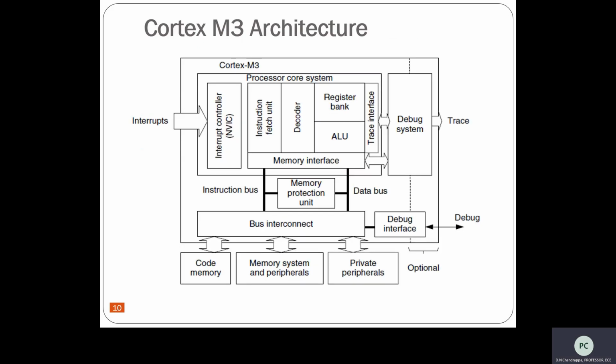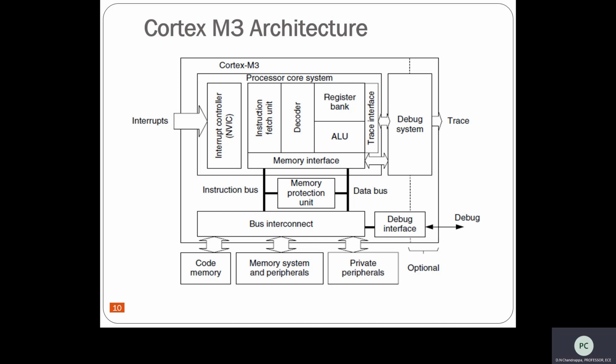The next important slide is the Cortex M3 architecture. So what are these Cortex M3 architectures? Each part of the controller is highlighted in this block diagram, so we are going to discuss them one by one. One is called the interrupt controller, that is the nested vector interrupt controller, written within the brackets.